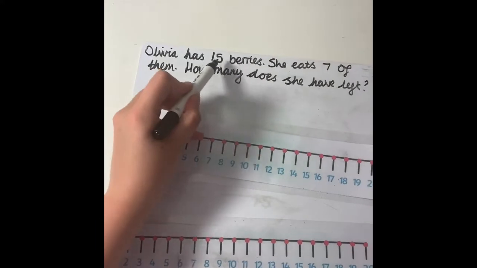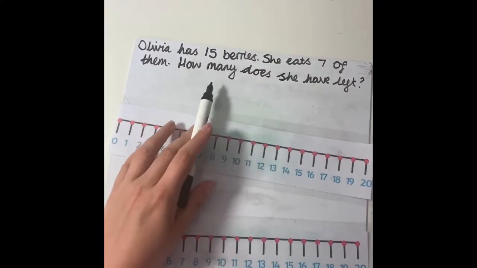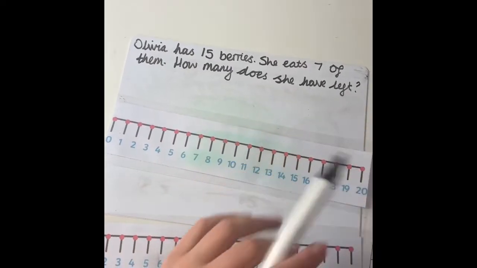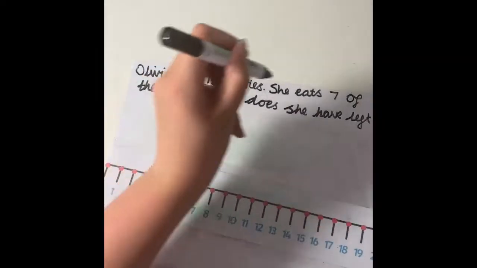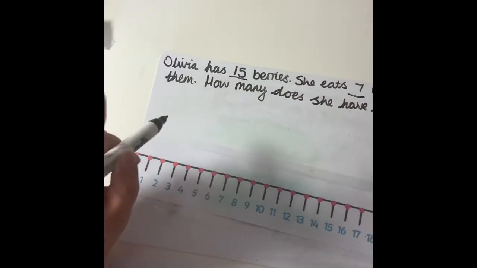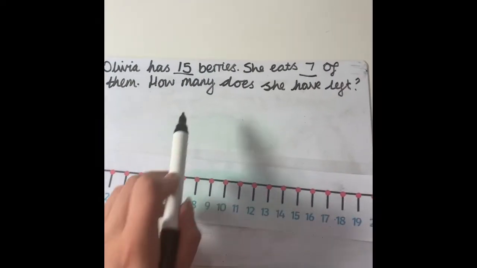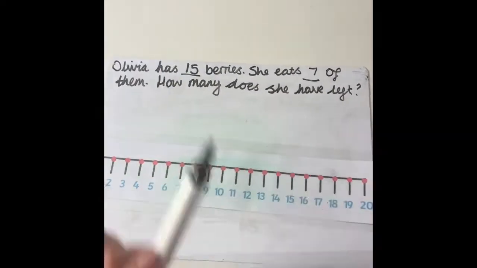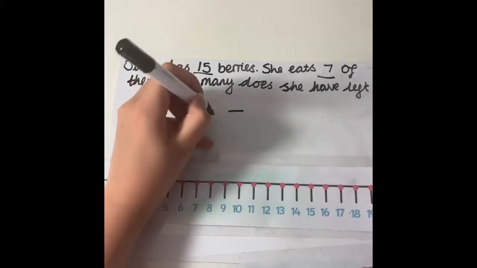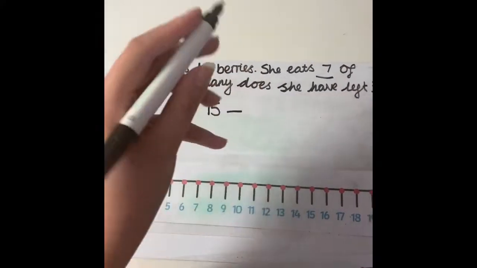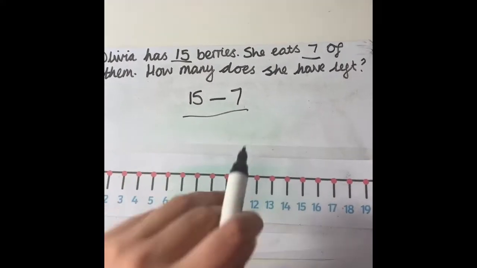Olivia has 15 berries. She eats 7 of them. How many does she have left? Okay, first rule. Underline the numbers. Then work out what kind of question it is asking you. How many does she have left? That means she's given some away. So it's a subtraction question. She has 15, but she eats 7. Okay, that is the question we are trying to figure out.